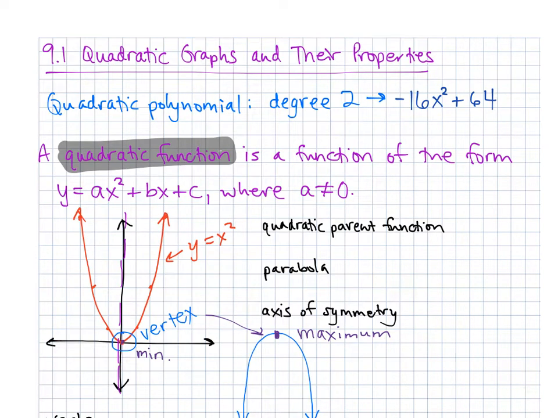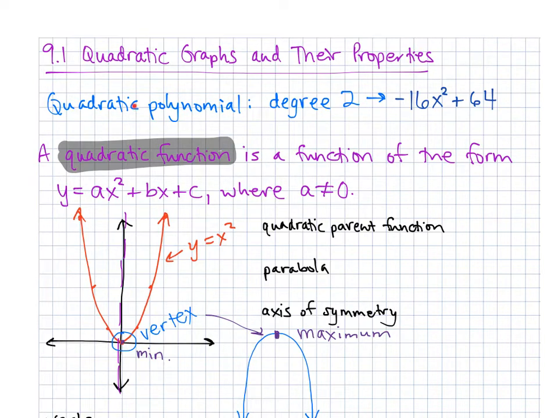Okay, so this is the video lesson for the start of Chapter 9, Section 9.1, Quadratic Graphs and Their Properties. So in Chapter 8, we learned how to multiply two binomials to get a trinomial, which most likely ended up as a quadratic polynomial, and then to factor them, to go backwards, to break it into two binomials. This section we're going to learn how to graph these polynomials.